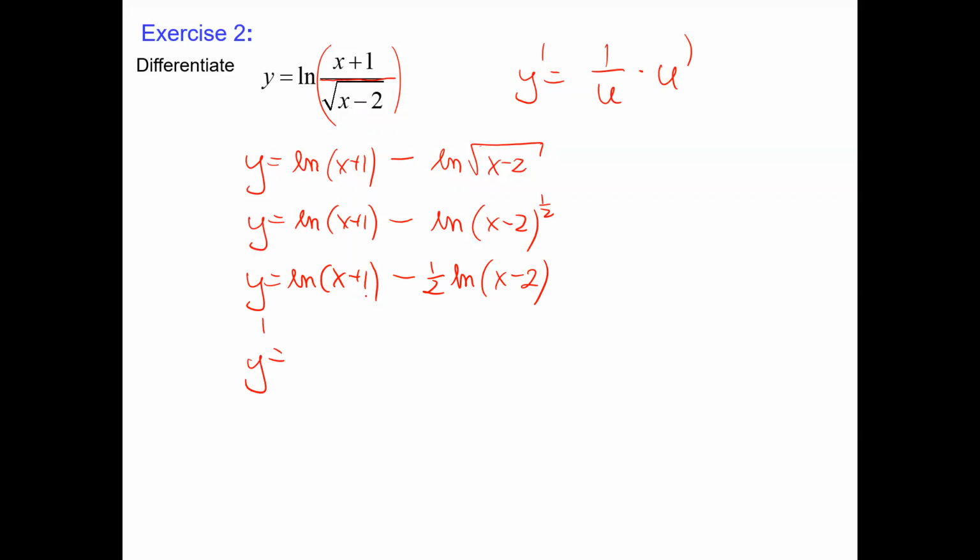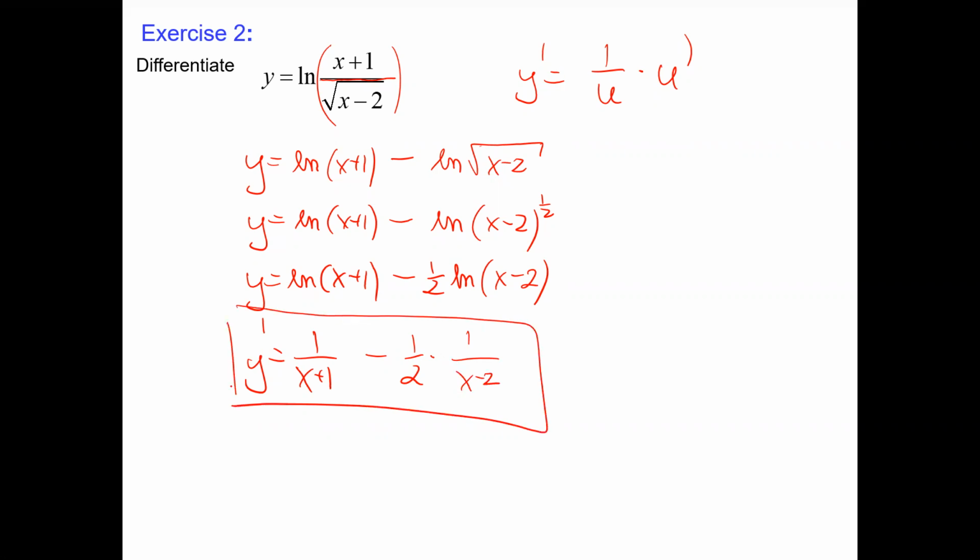Derivative of natural log of x plus 1 is just 1 over x plus 1 times 1, because the derivative of x plus 1 is 1. Copy the constant. The derivative of ln of x minus 2 is 1 over x minus 2 times 1, because the derivative of x minus 2 is 1. And I think we can leave it like this. Yeah, we can see it's just one step if we simplify before the derivatives.